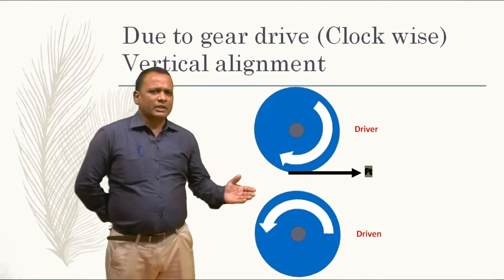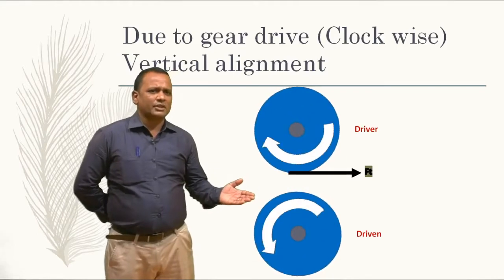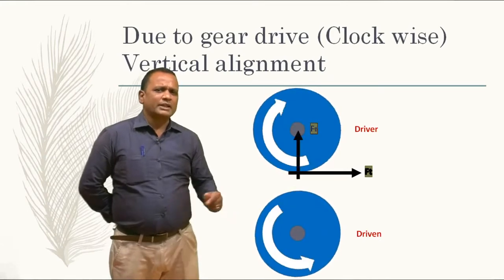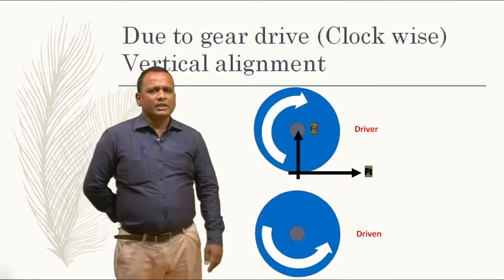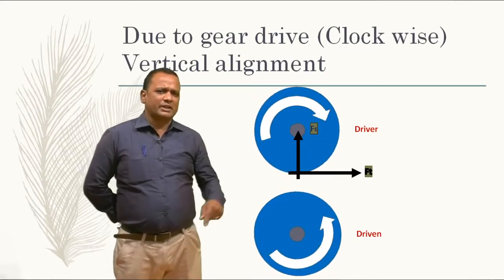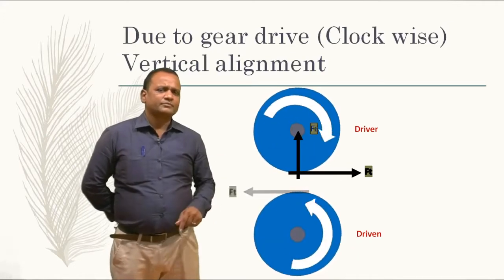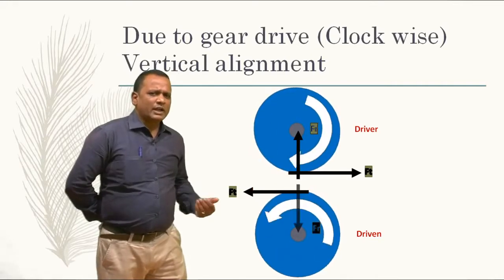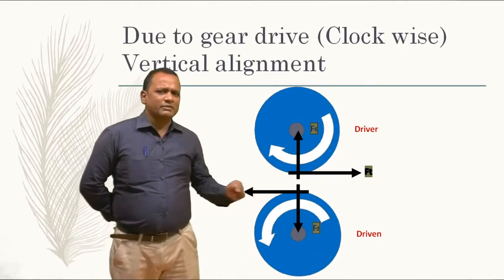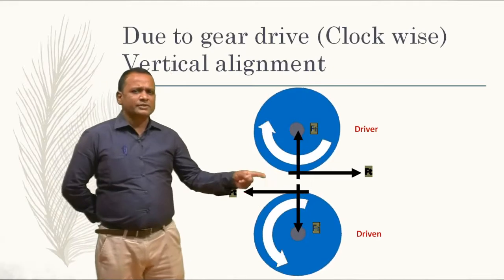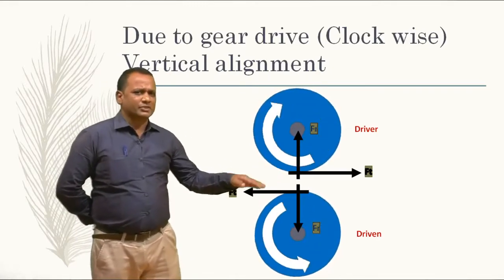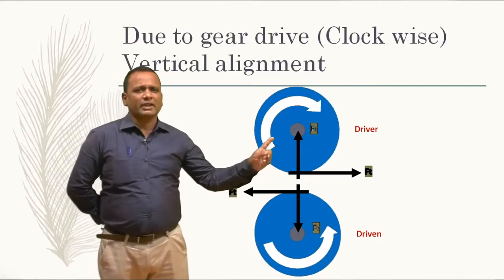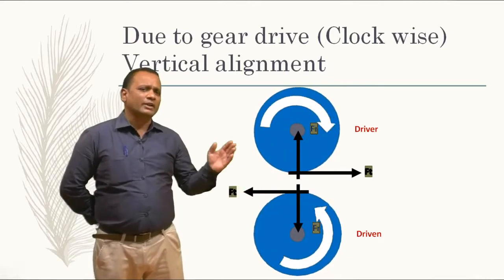So the Ft, the tangential force, is opposite to the rotation for a driver, and the radial force is towards the shaft. When we check what happens in a driven gear in this arrangement, the Ft would be towards the direction of rotation and the Fr as usual towards the shaft. Keep in mind that the forces act this way here, where the driver gear rotates clockwise in vertical alignment.